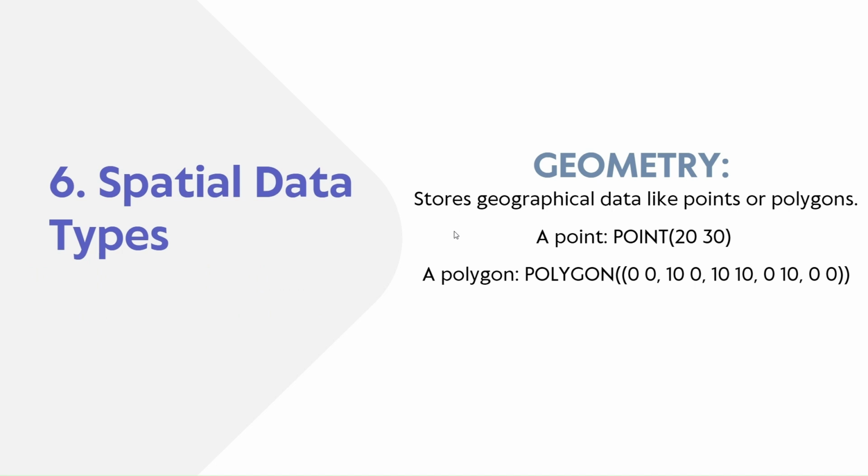So what are spatial data types? They generally store geographical data like points or polygons. For a point, we give that point 20, 30. So this can be any coordinates, alright? And now a polygon, say 0, 0, 10, 0, 10, 10. So this may give a boundary, alright? Let's consider an example. We all know Harry Potter, right? We'll go back to the Harry Potter example. So this point may be the coordinates of Hagrid's hut.